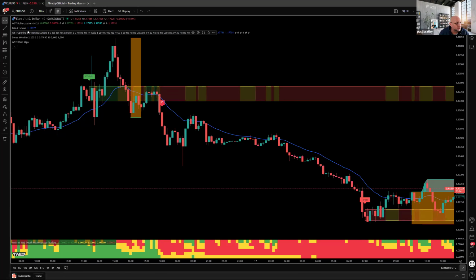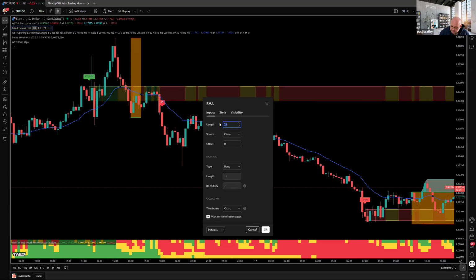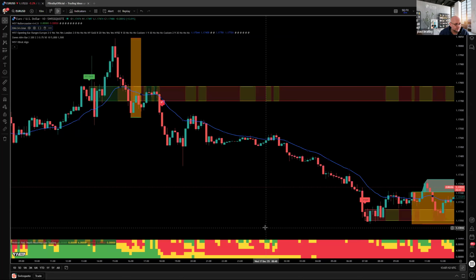Again, if we go more conservative with this, we'd be very aggressive with a 21 EMA towards the open. But as we're going into the afternoon, we'd need to be looking at something like a 34. So you're going to have to be a little bit dynamic here and change some of these.